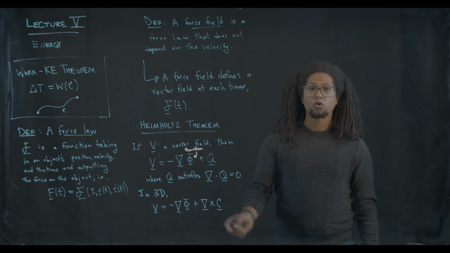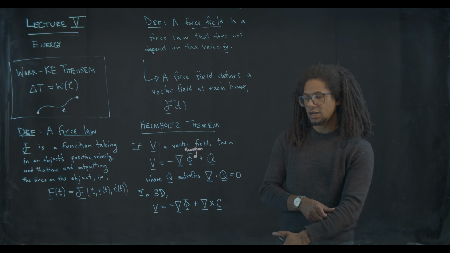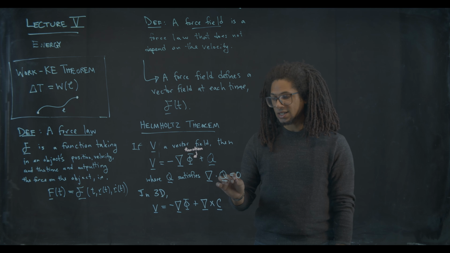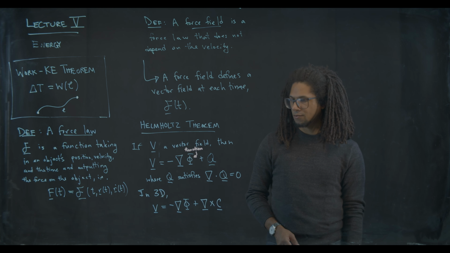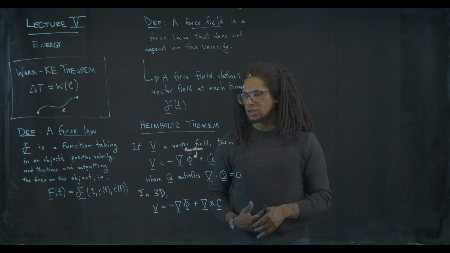Where del cross is the curl. The curl is another object which takes a vector field in, but in this case, it produces another vector field. So this object is still a vector field. Wonderful. Now, a few things about the Helmholtz decomposition.